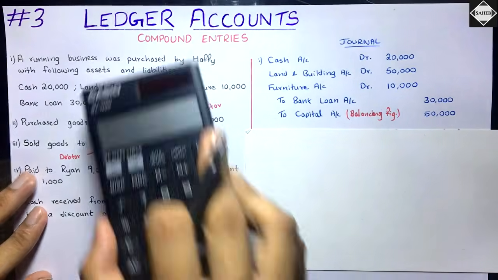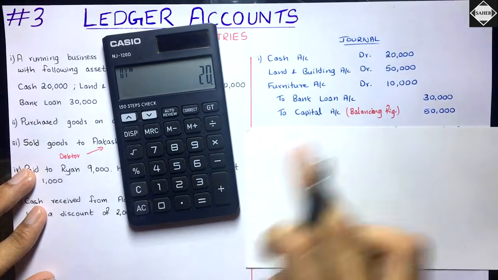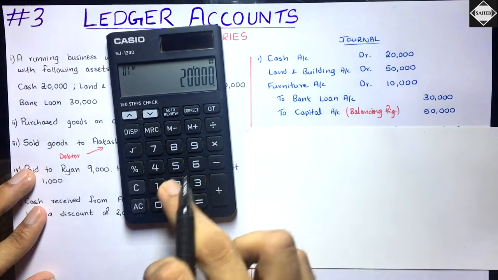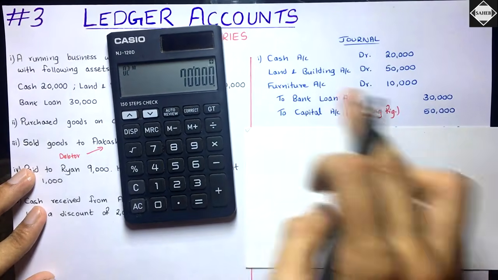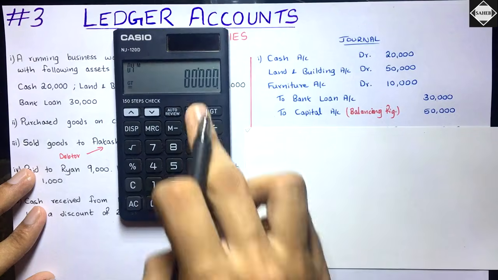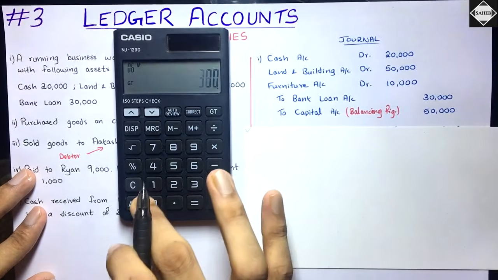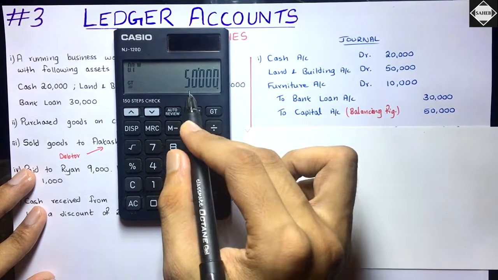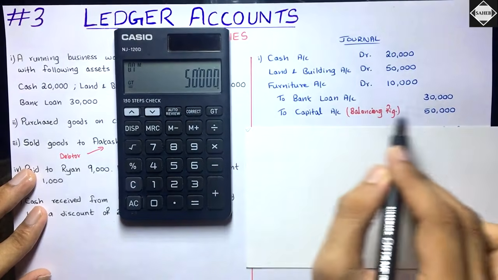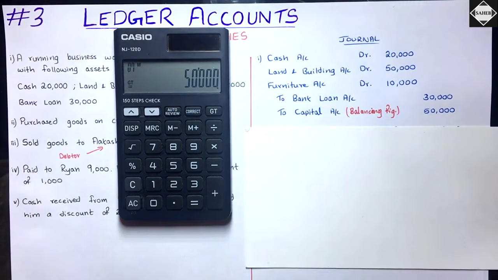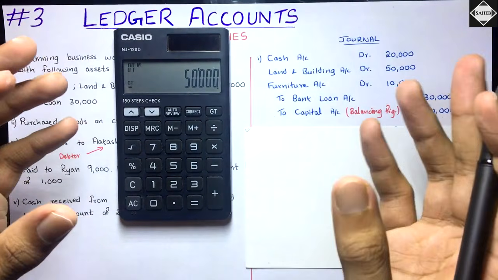See, it's very simple. Cash 20,000 plus land and building 50,000 plus furniture account 10,000 is equal to 80,000, and the liability is 30,000, so minus 30,000, the remaining 50,000 has to be capital, to capital account 50,000. That's the rule in accounting we have. Assets will always be equal to liability plus capital.